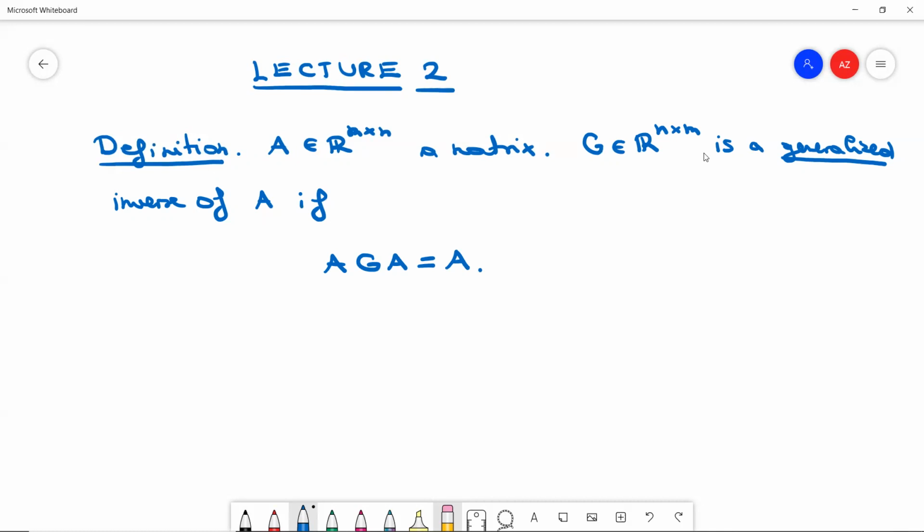So if we have a square matrix which is invertible, then G is just the usual inverse, because the usual inverse satisfies this equation, and it's the unique matrix which satisfies this equation. This is seen just by multiplying the equation from the left and from the right side by the inverse. However, for rectangular matrices, generalized inverses are not unique. That's why here we have a generalized inverse and not the generalized inverse.